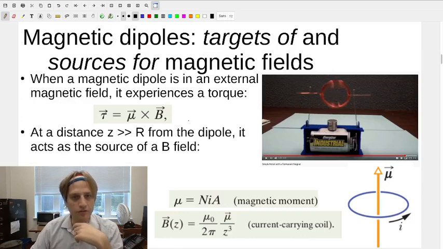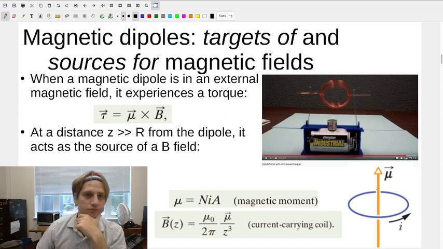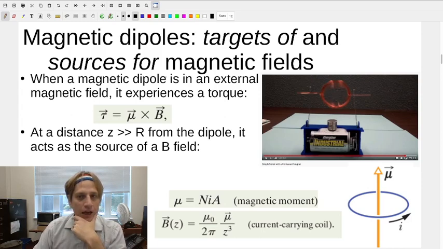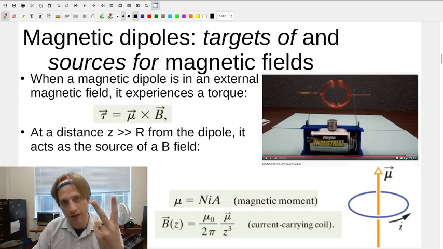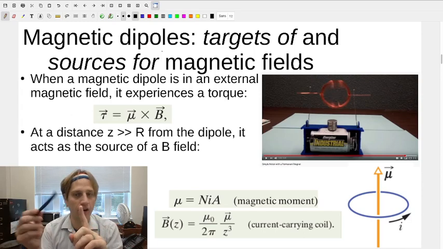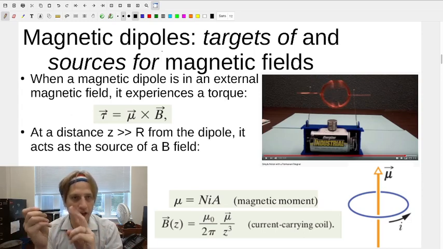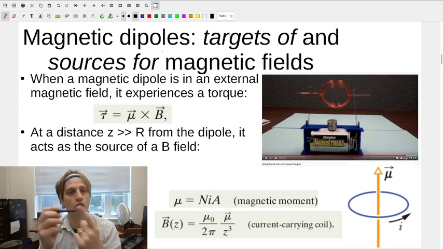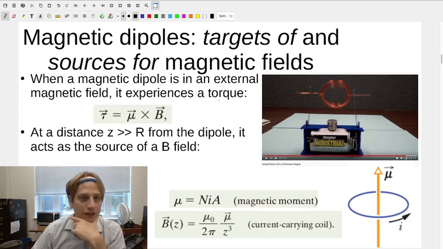Now, the other thing that we introduced on Friday was the idea of a magnetic dipole. We've talked a little bit about this already today. And the two things I want you to remember about magnetic dipoles is that they are both targets of and sources for magnetic fields. So just as with electric fields, charges could be pulled on by electric fields and they could produce electric fields. Here we have magnetic dipoles, so these are little current loops.